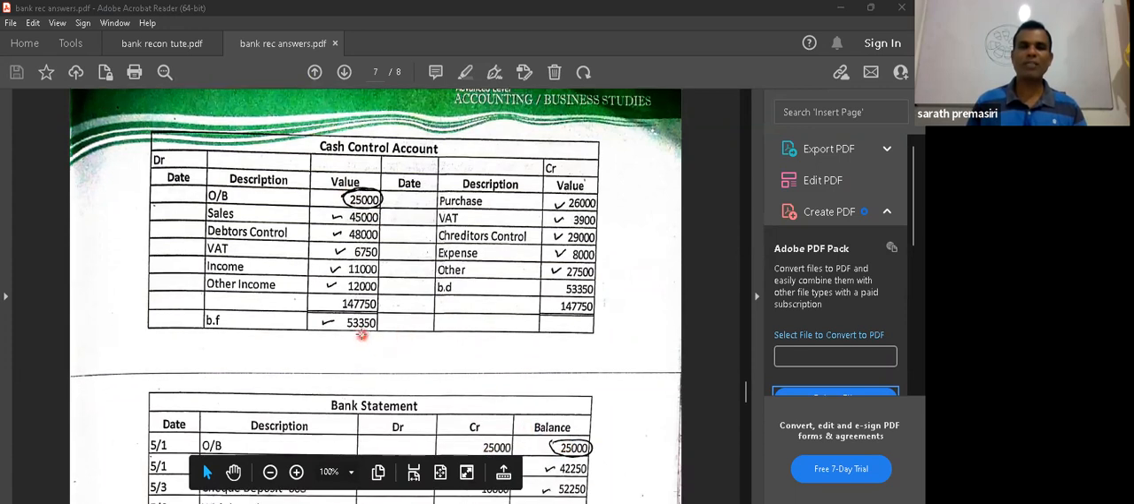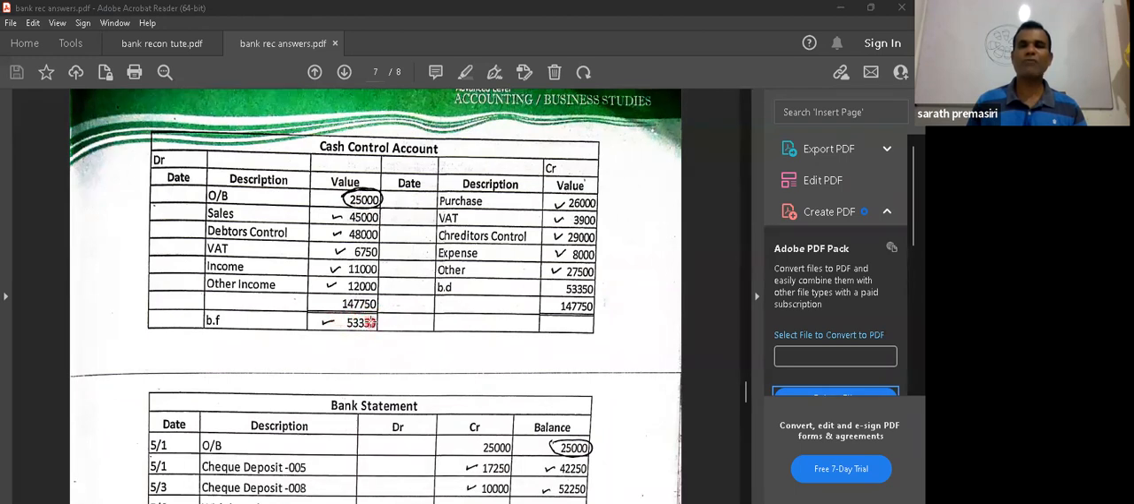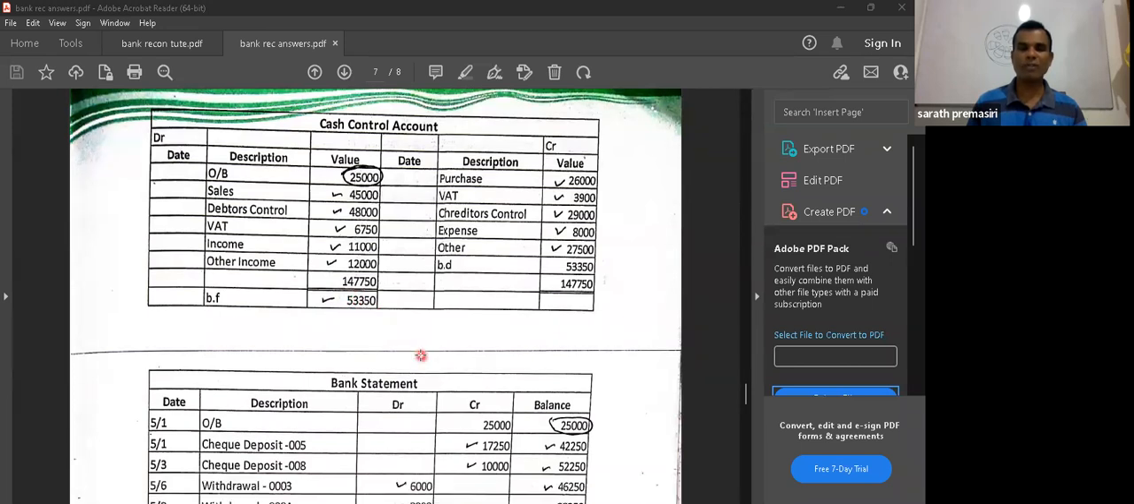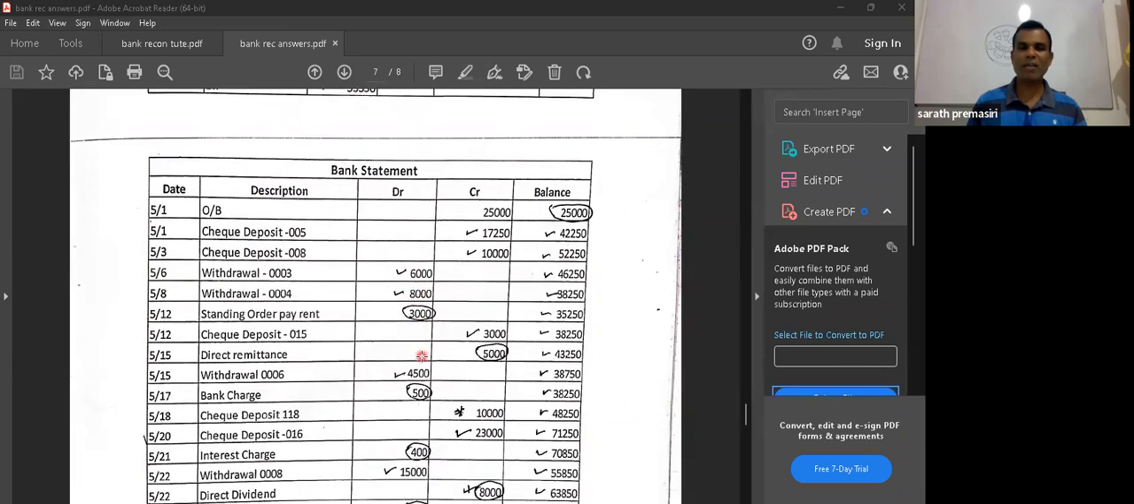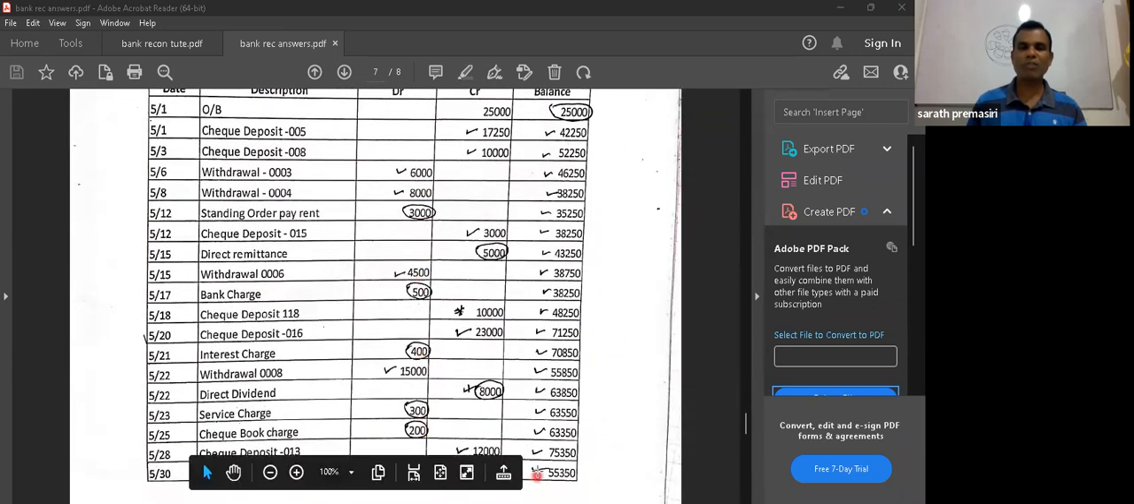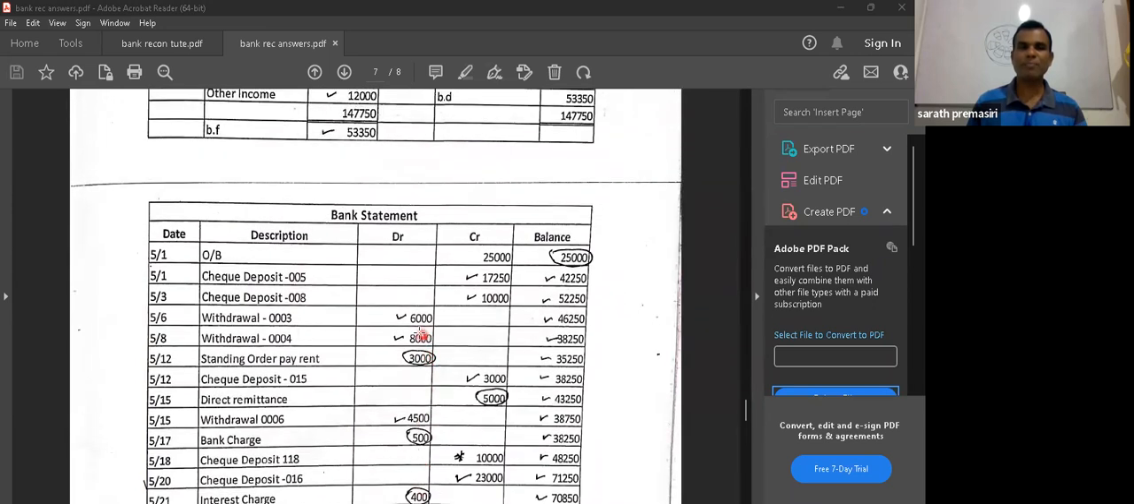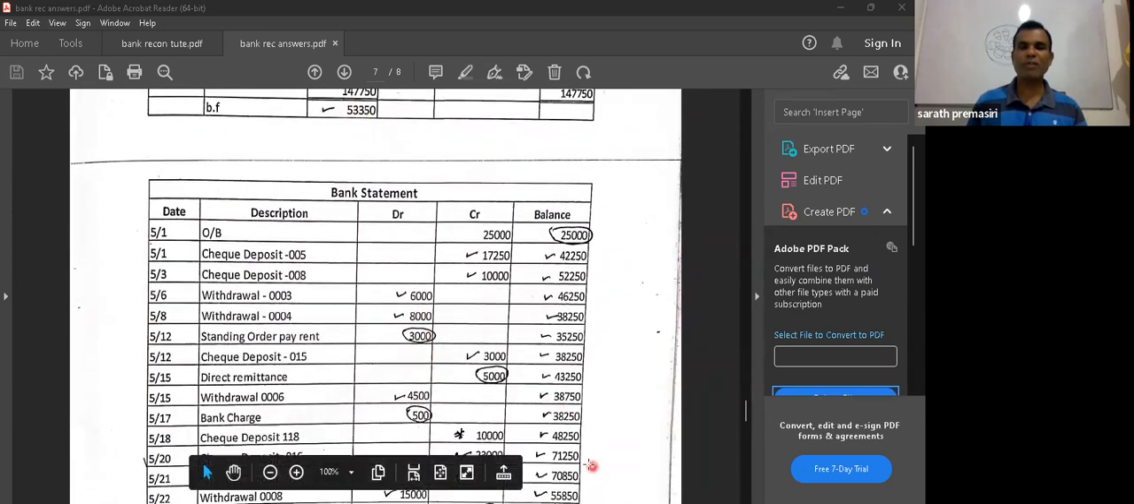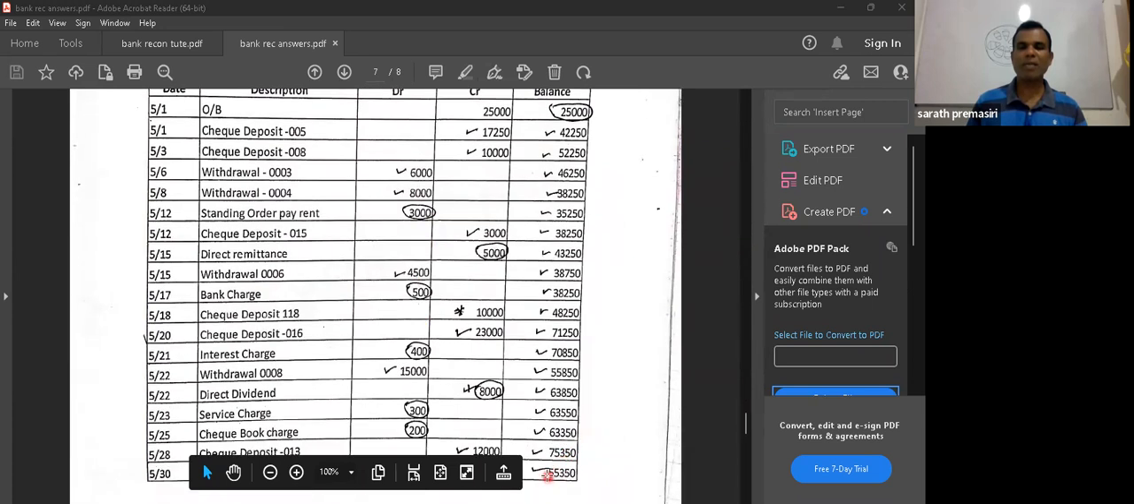But in the end, you can see that the closing balance of the cash control account is 53,350. Now the closing balance of the bank statement, here you can see, is 55,350. So there is a difference between the closing balances of the cash control account and the bank statement.